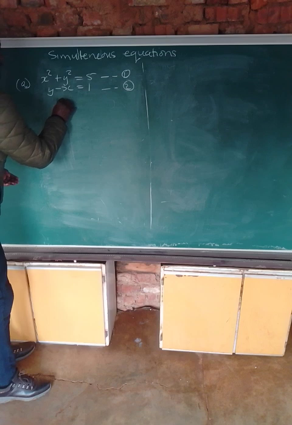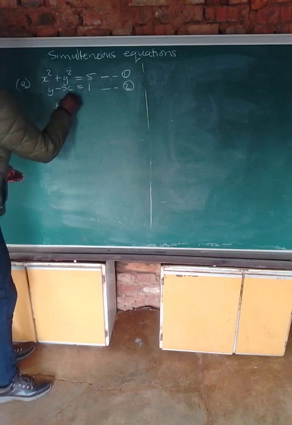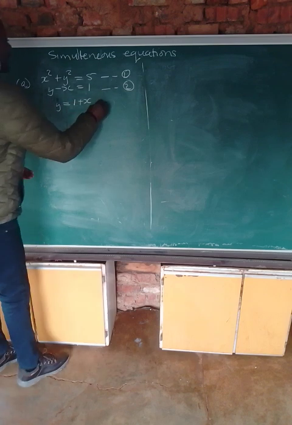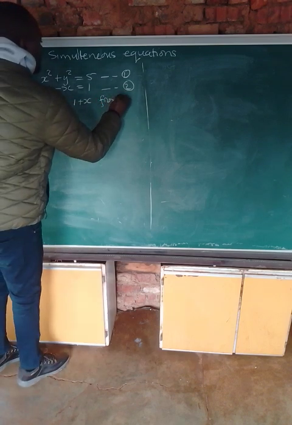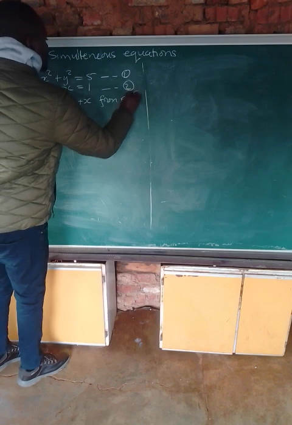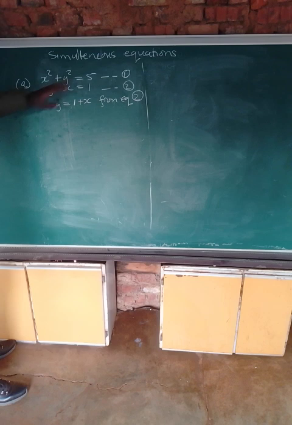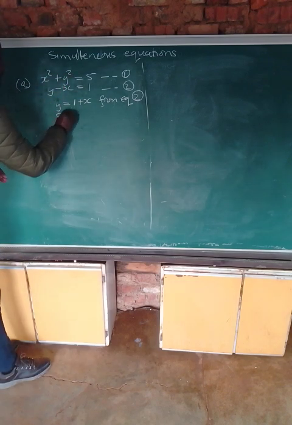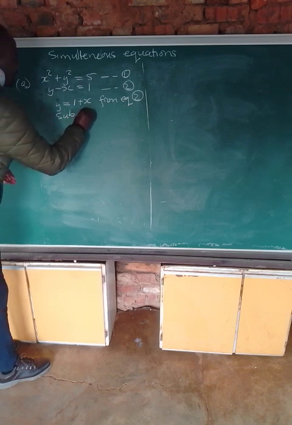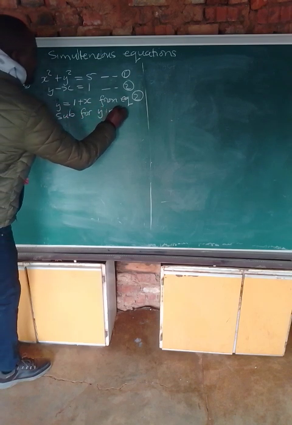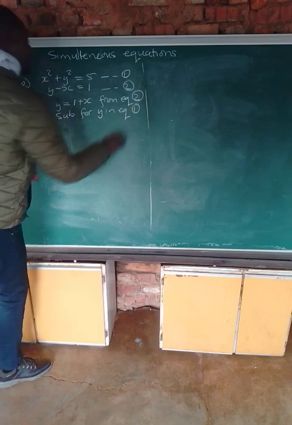So y is equal to 1 plus x. So this is from equation 2. So y is equal to 1 plus x. So now we substitute for y in equation 1.